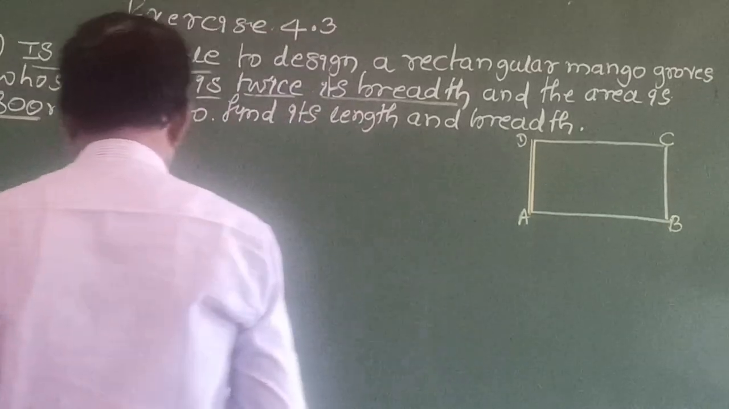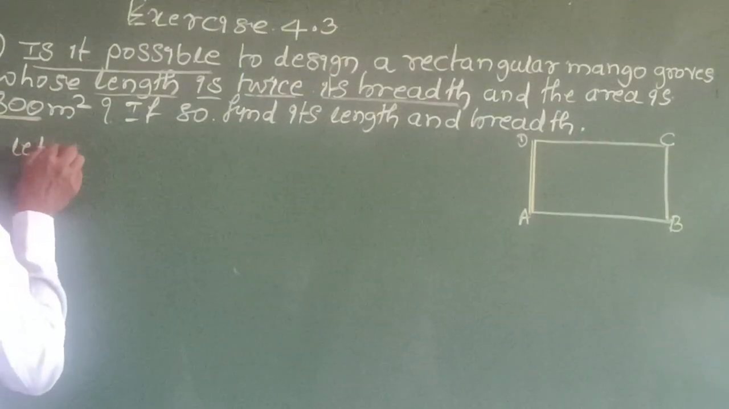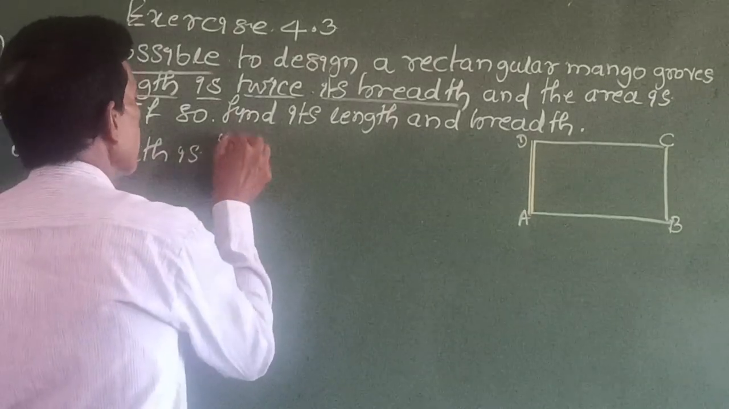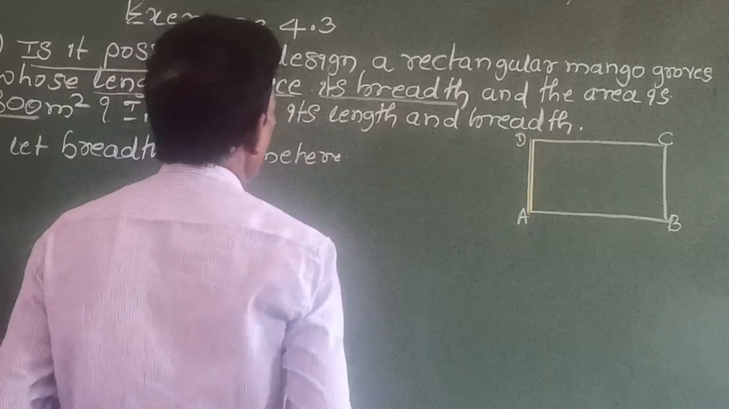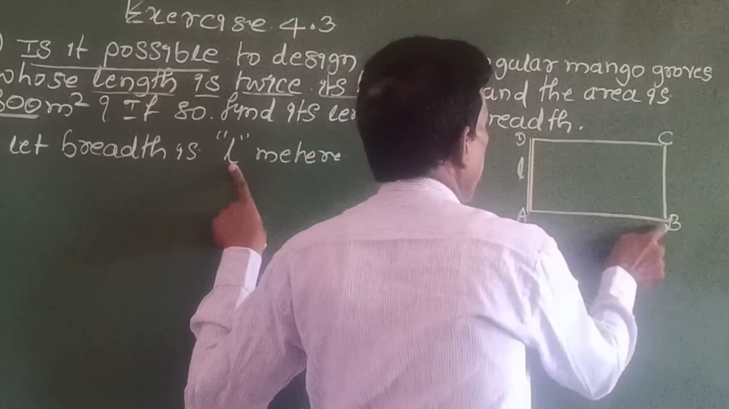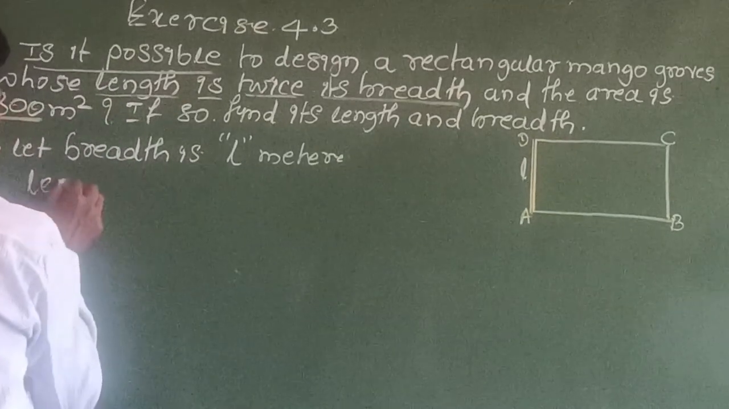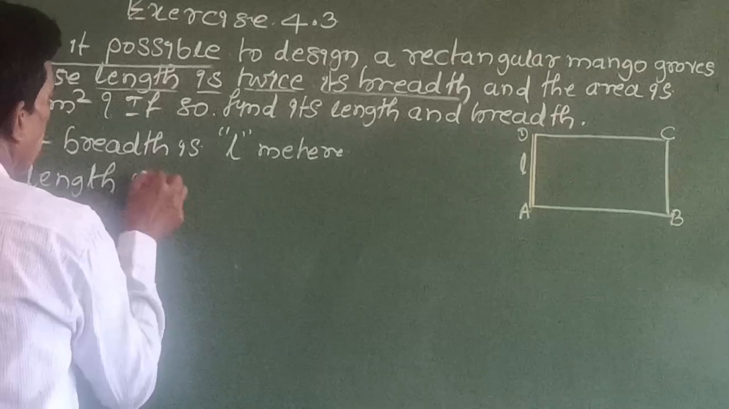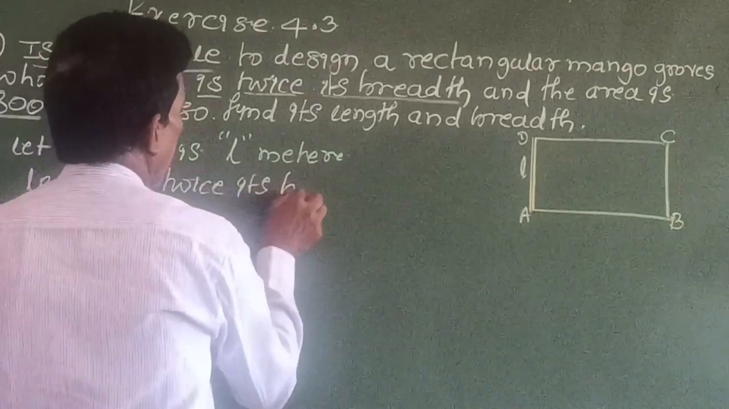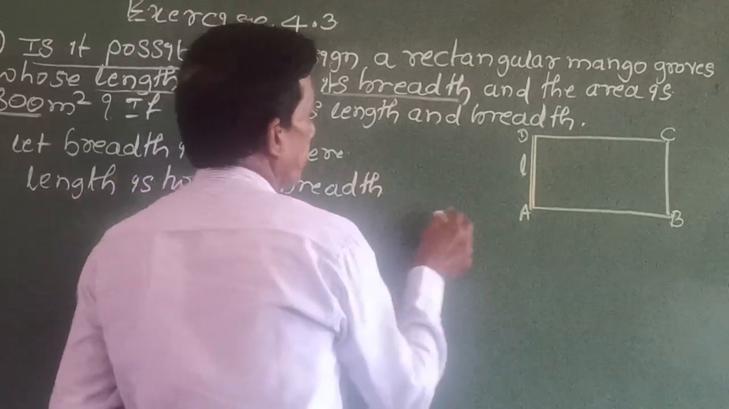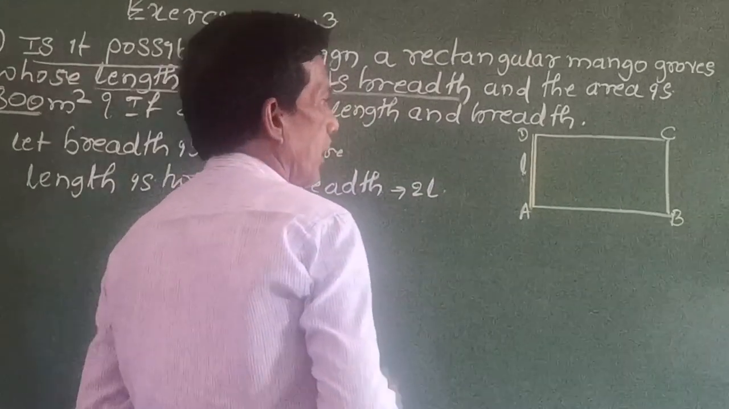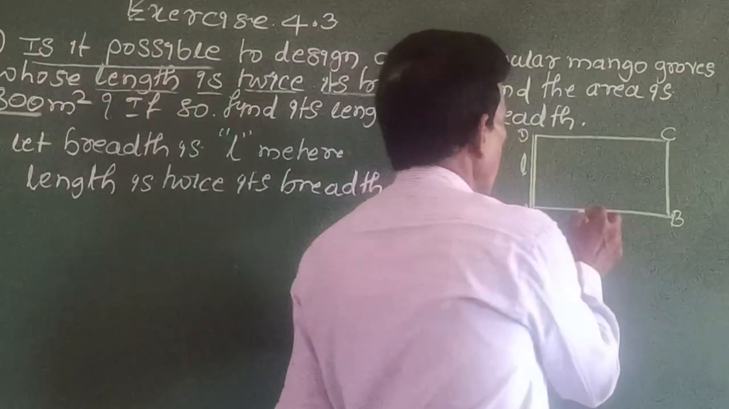Let the breadth be L meter. So the breadth is denoted by L meters. The length is twice its breadth, therefore the length is 2L.